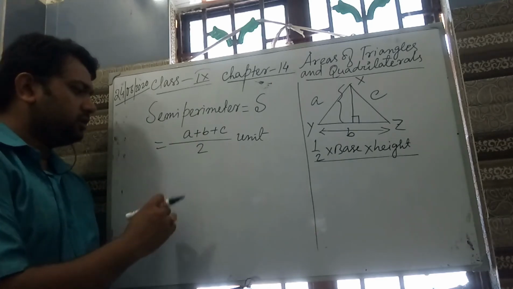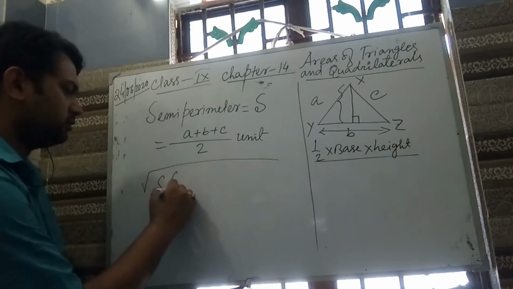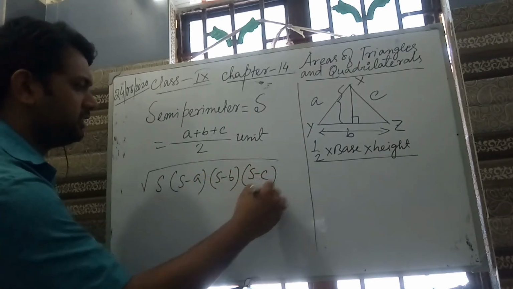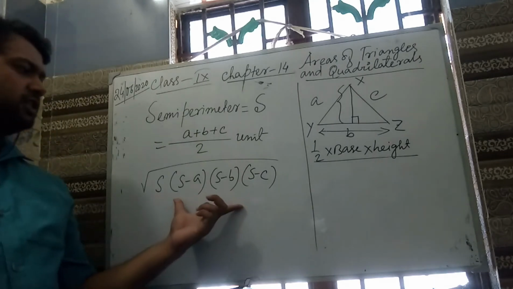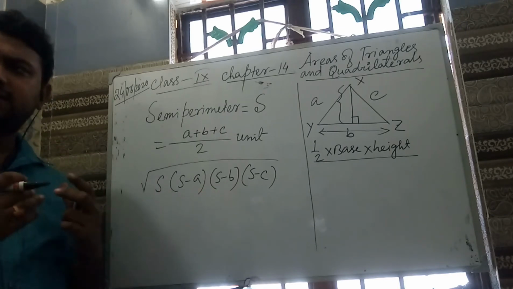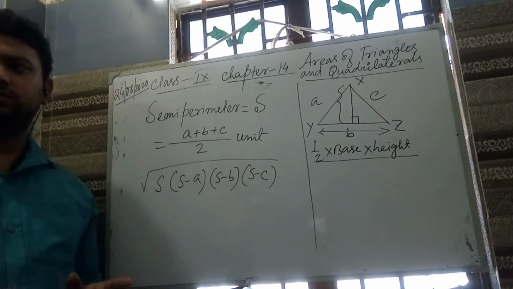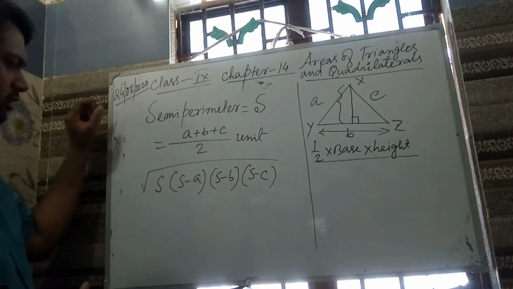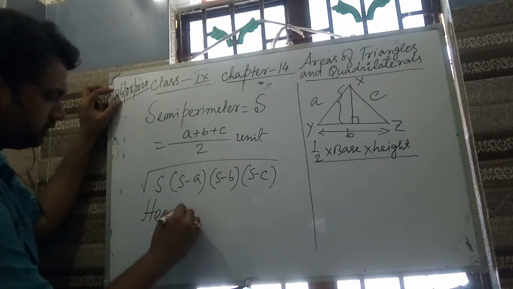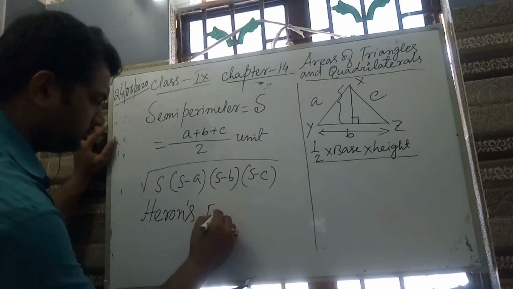Now this formula: area equals root over S into (S minus A) into (S minus B) into (S minus C). Using this formula, we can easily find out the area of any scalene triangle or any kind of triangle whose only the measurement of three sides are given. This formula was introduced by Heron. So that's why this formula is known as Heron's formula.